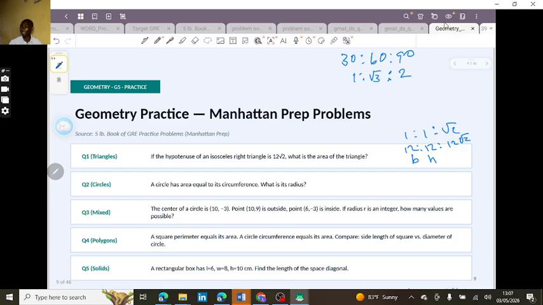So what is the area? Yeah, 144 divided by 2, okay, 72. A circle has area equal to its circumference. What is the radius? You can also solve it. Give it a try.